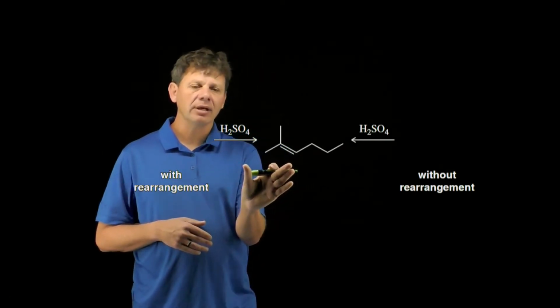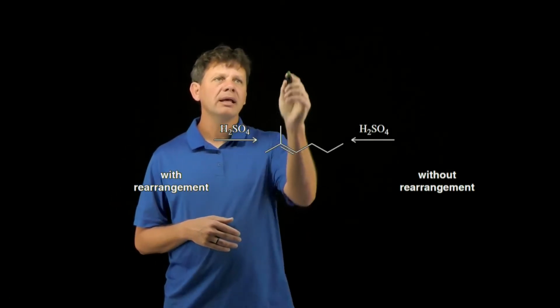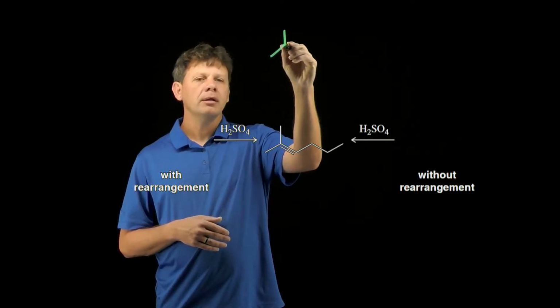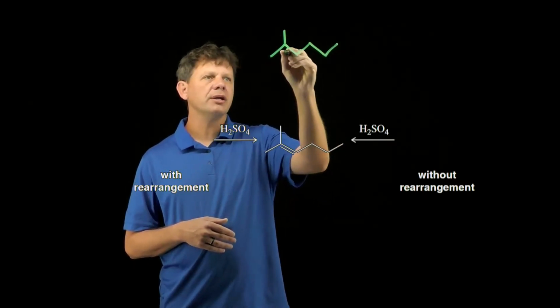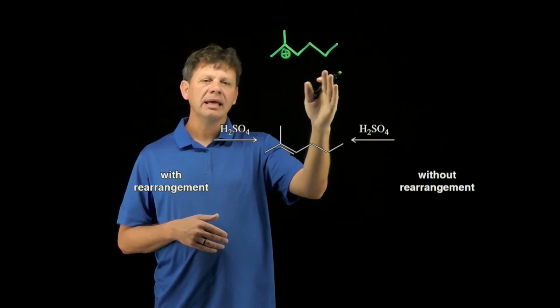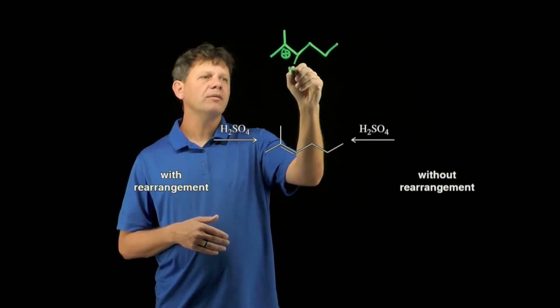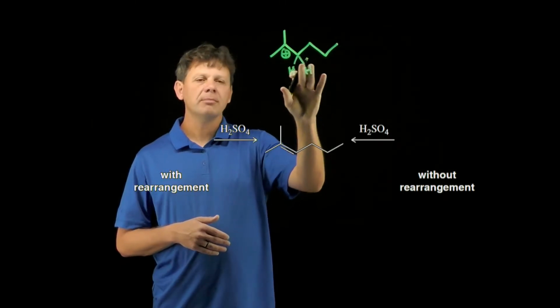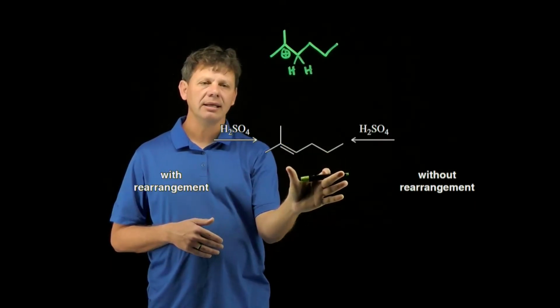Here we have an alkene. The alkene that we're going to form is probably going to form through this tertiary carbocation. Recall that if we had this tertiary carbocation, in the next step, we would remove one of these protons to make the most substituted alkene here.